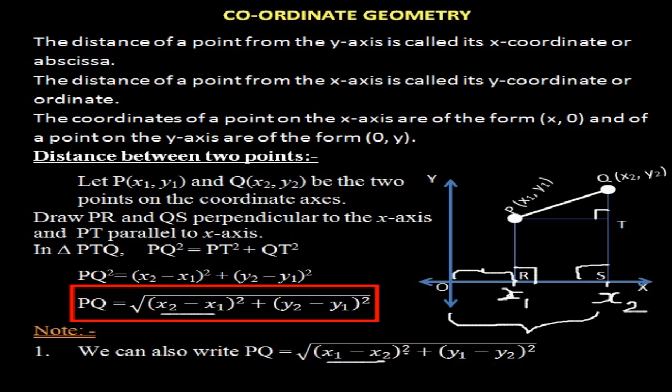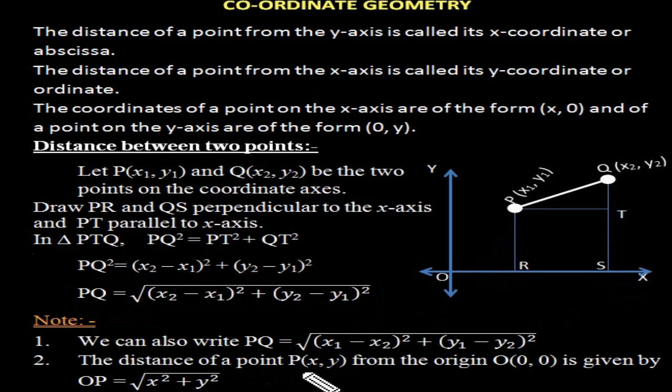And note number 2: the distance of a point P from the origin (0, 0) is given by OP equal to the square root of x squared plus y squared. Let us recall the properties of triangles and quadrilaterals which are going to be applied in exercise 7.1.